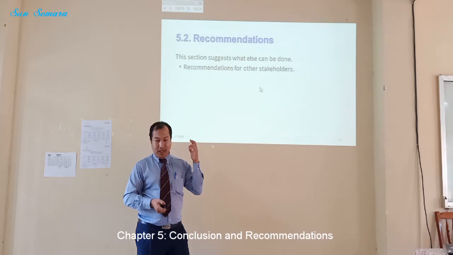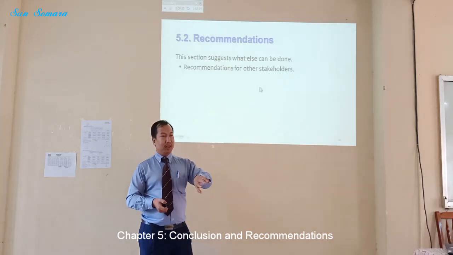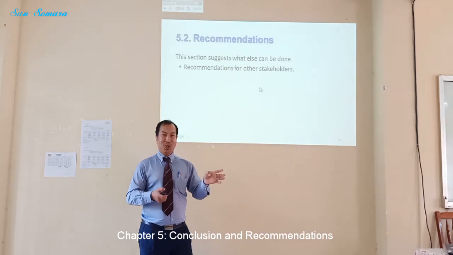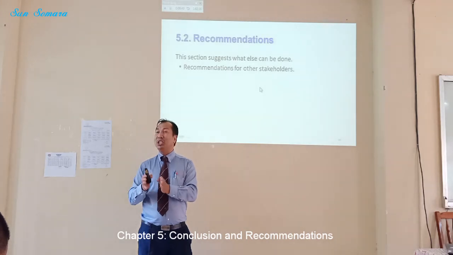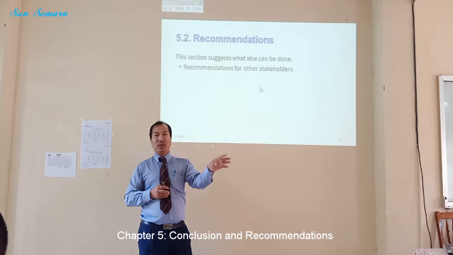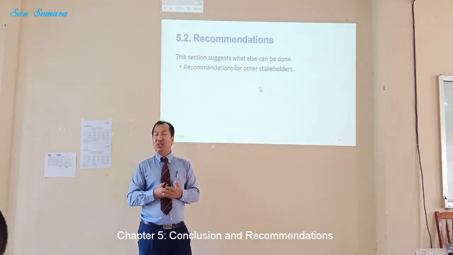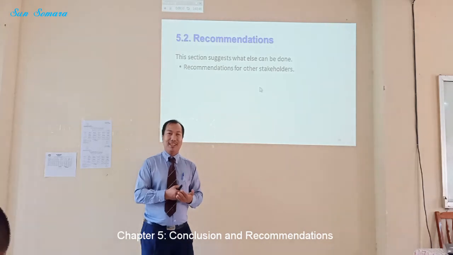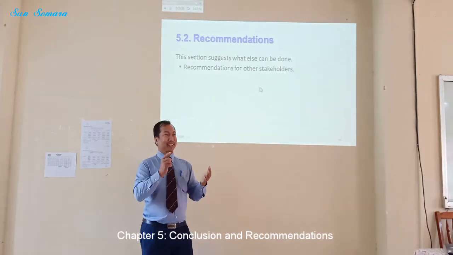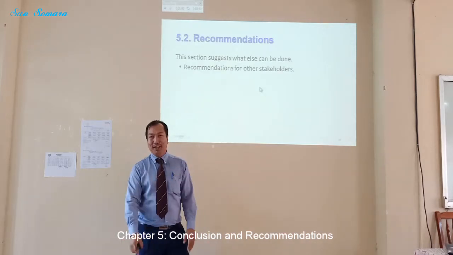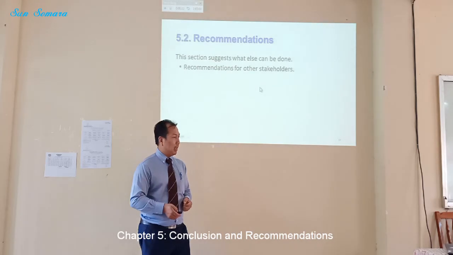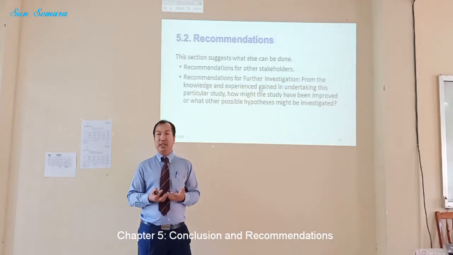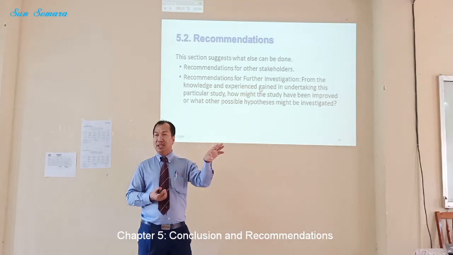Okay, for example, if you find that discipline will change the quality of education, you need to recommend in general that other universities should strengthen discipline, such as coming on time, or anything about the uniform, about the materials used, for example, because it will strengthen the quality. So you can recommend that part. And the second part, you may focus on further investigation.